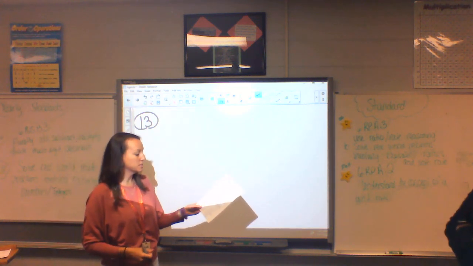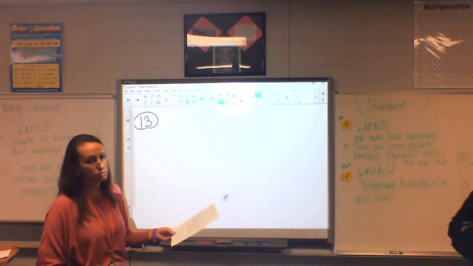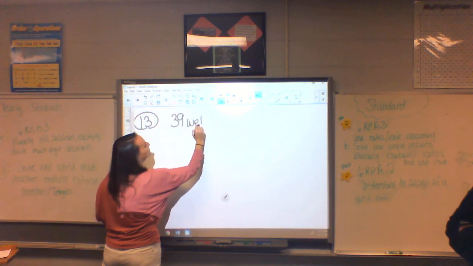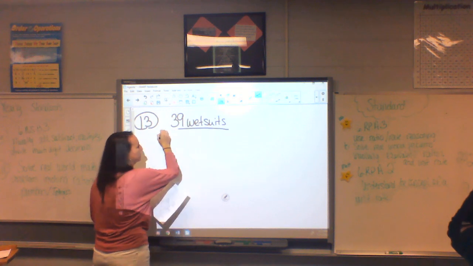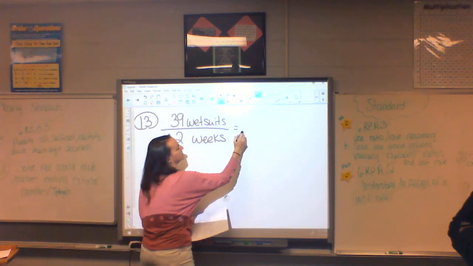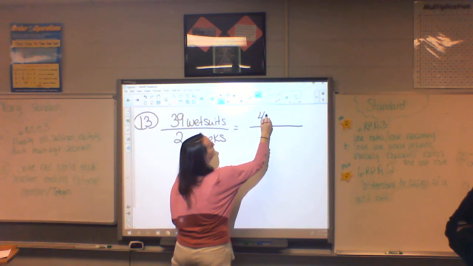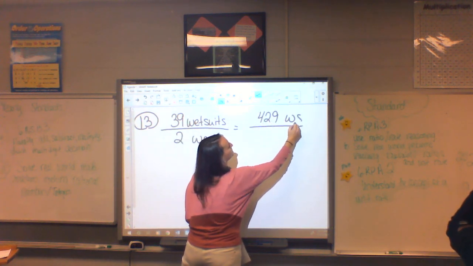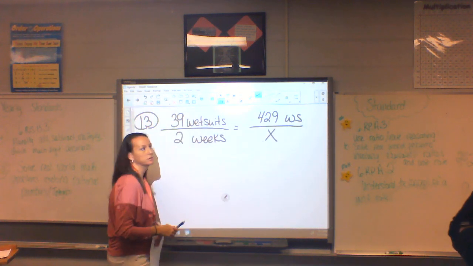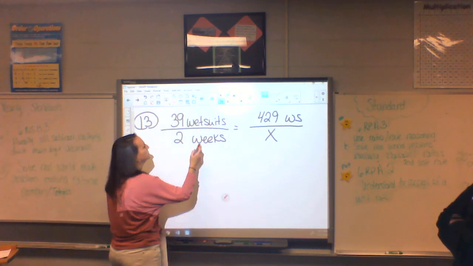It says a shop produces 39 wetsuits every 2 weeks. How long will it take the shop to produce 429 wetsuits? So the first rate they gave us is 39 wetsuits, and that takes them 2 weeks to produce. So now the company needs to figure out how long it's going to take them to produce 429 wetsuits. And you can abbreviate your proportions if you want to. So in this situation, I don't know my weeks, so this is going to become my X, or my unknown. So you do the process the same exact way.